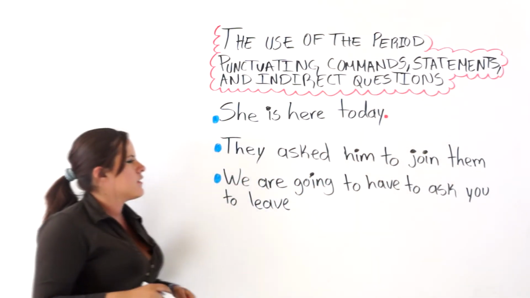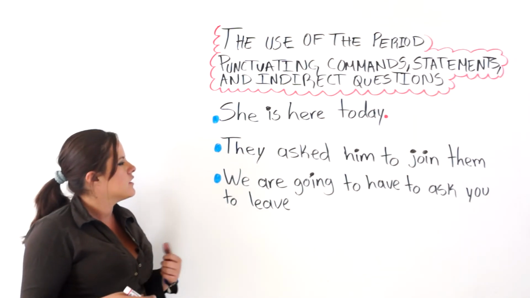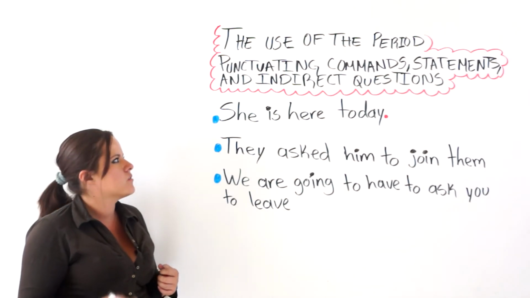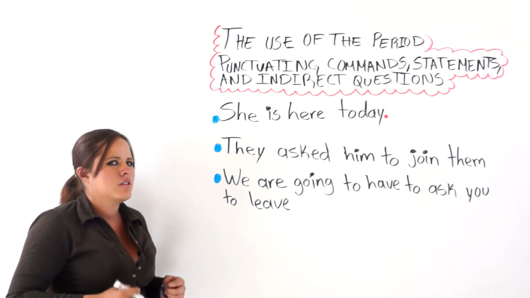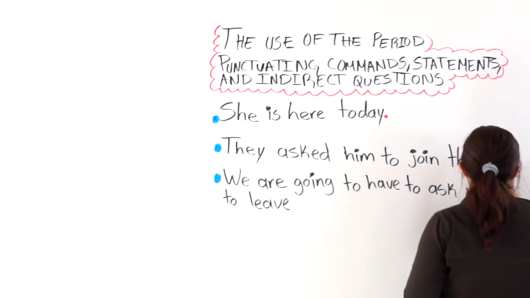The next one says, they asked him to join them. This is an indirect question. So do we need a question mark? No, we use a period with indirect questions.